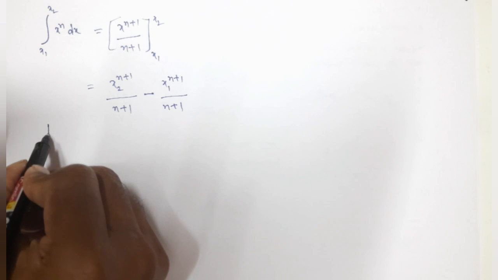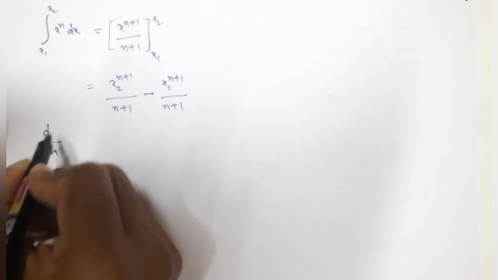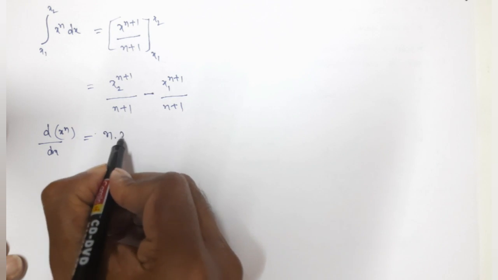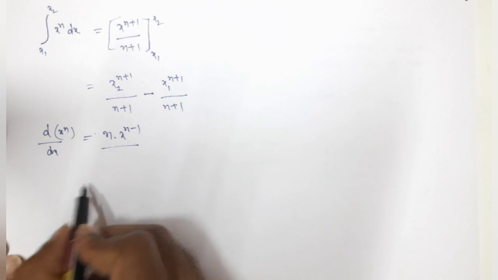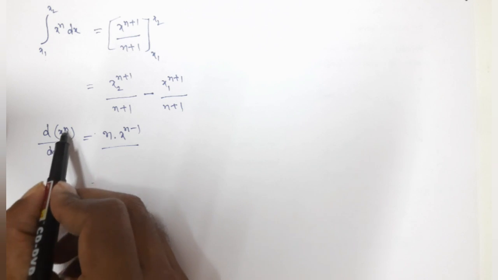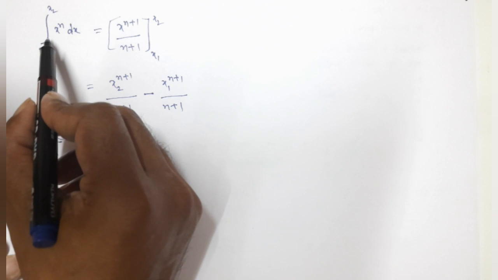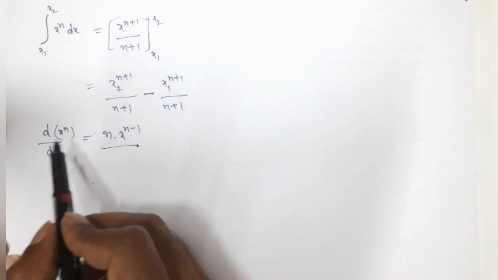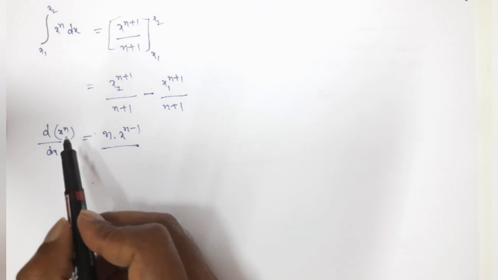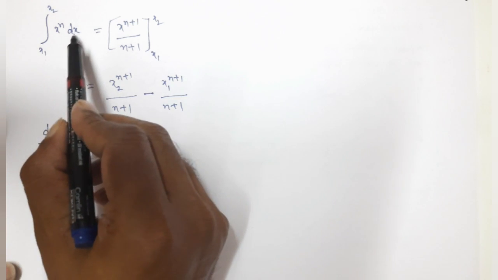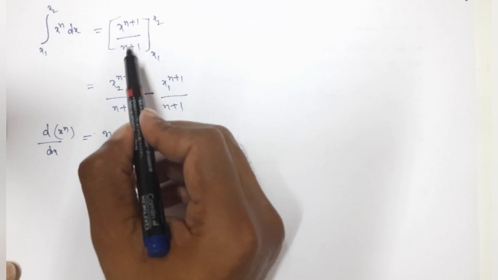In differentiation you have already learned d by dx of x power n. What is the formula we have? n into x power n minus 1. In the similar manner, when you differentiate x power n with respect to x, you get this value. When you integrate, integration means summing. This integration procedure is the reverse procedure of differentiation, so integral is also called antiderivative. So integral x power n dx equals x power n plus 1 by n plus 1.